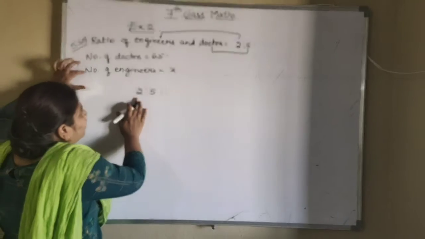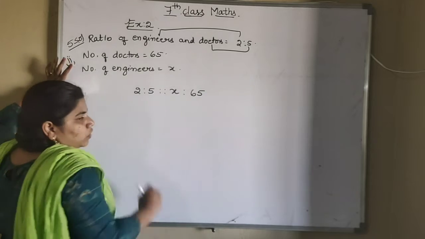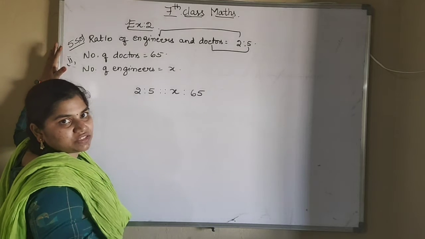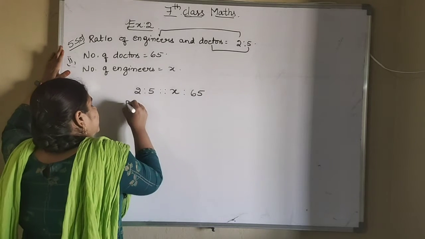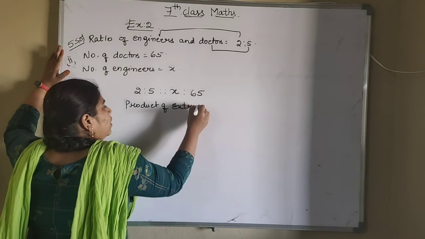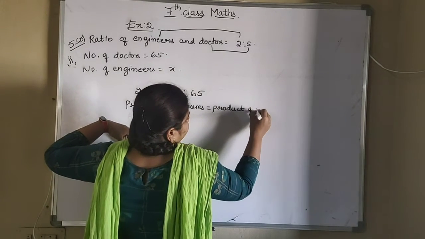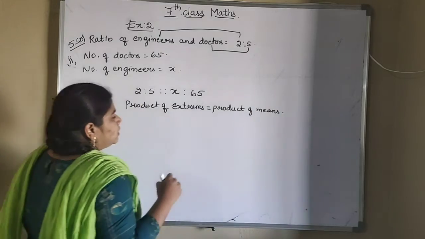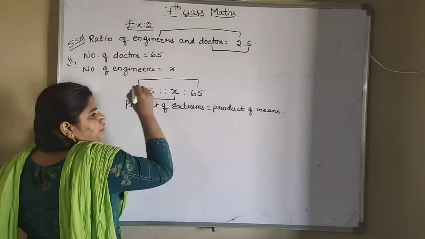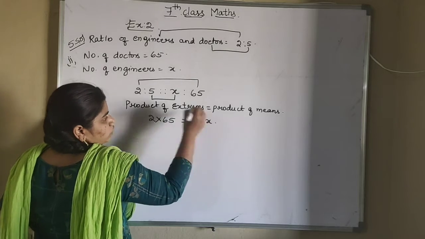First we have written engineers. So what is the engineers value? x. And next we wrote the doctors value, that is 65. Now again, product of means is equal to product of extremes. What are extremes here? The first and fourth terms are extremes, and the second and third terms are means. So 2 into 65 is equal to 5 into x.